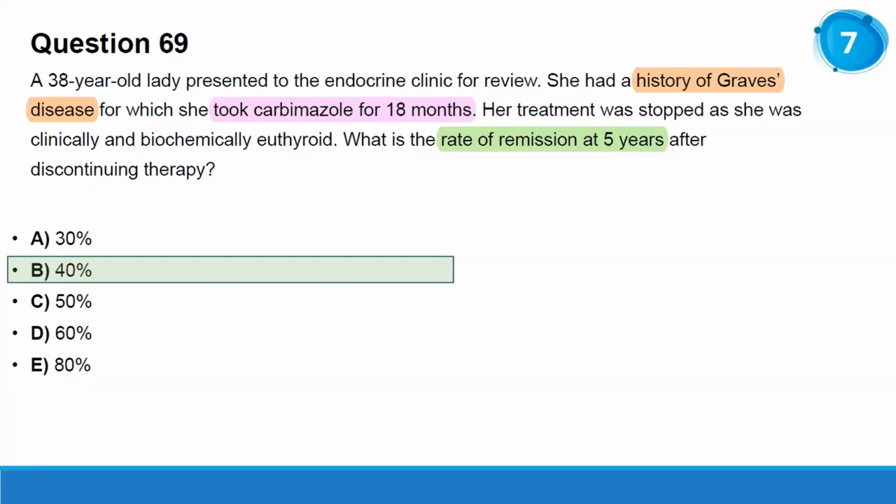Remission rate is about 40 to 60%. Relapse rate is about 60 to 40%. So this is a very important number.